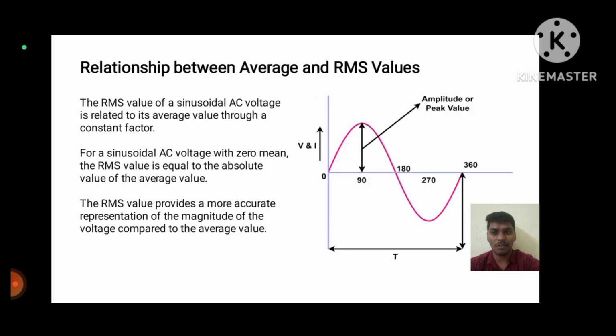Relationship between average and RMS value. The RMS value of a sinusoidal AC voltage is related to its average value through a constant factor. For a sinusoidal AC voltage with zero mean, the RMS value is equal to the absolute value of the average value. The RMS value provides a more accurate representation of the magnitude of the voltage compared to the average value.